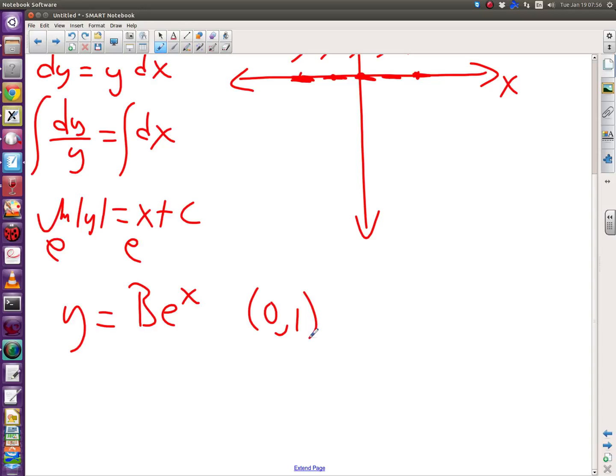When x is 0, y is 1, or y of 0 is 1. So, what's b? Plug in y is 1. And x is 0. And e to the 0 is 1. 1 times b is b, so b is 1. All right, so y is e to the x. So you're right. It was e to the x.